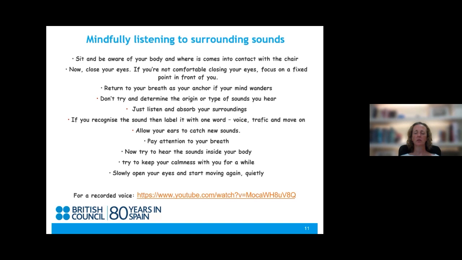Okay, and this can be used as an anchor. So anytime you feel you're getting a bit distracted, come back to your breathing and notice that. Because you will get distracted, and accept it. It's fine to get distracted.